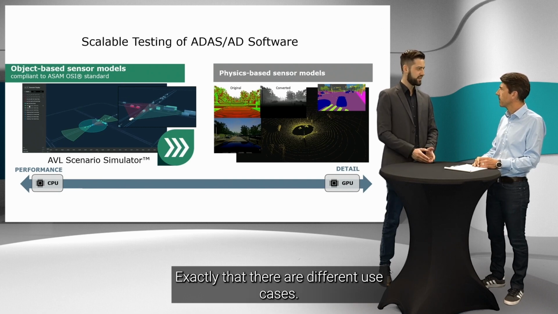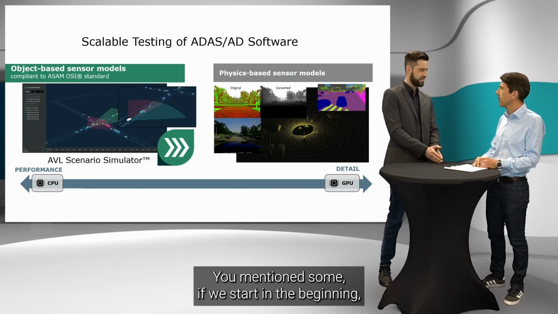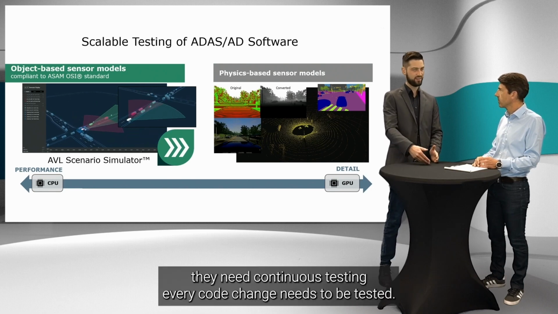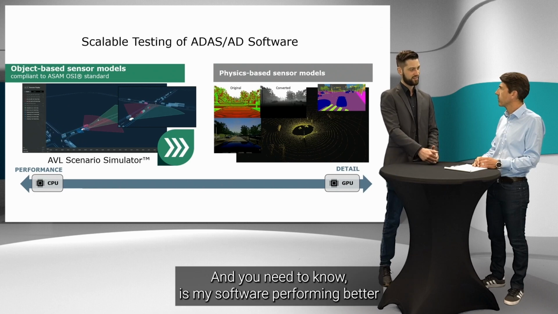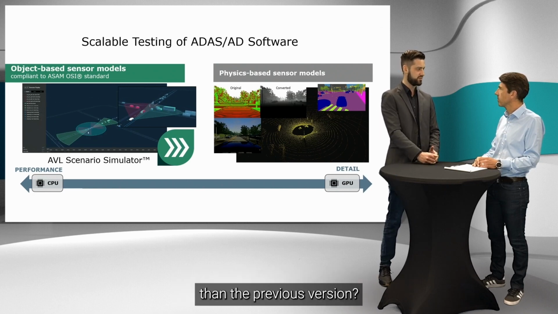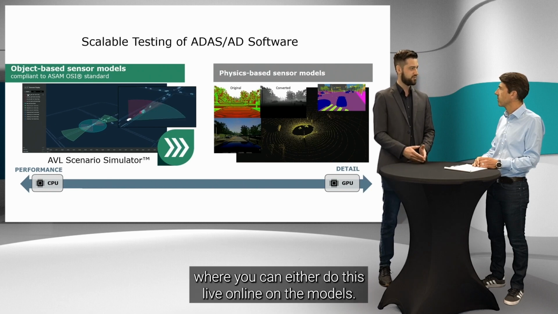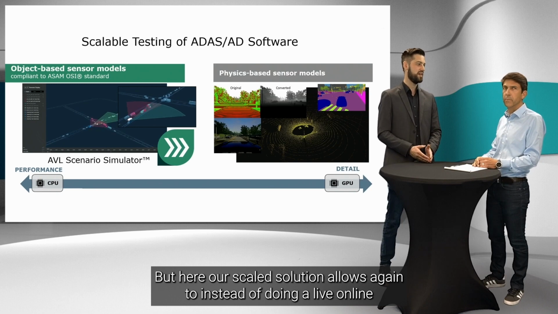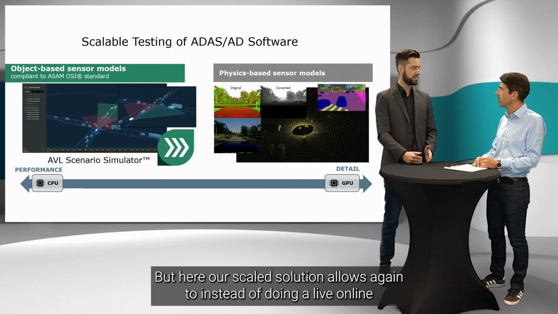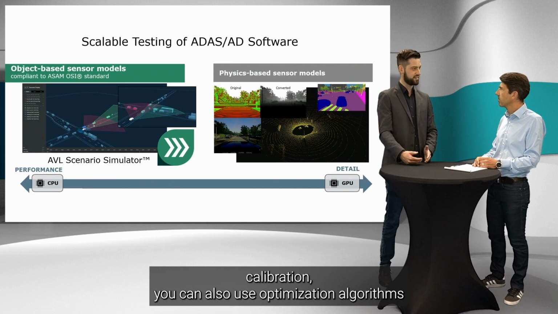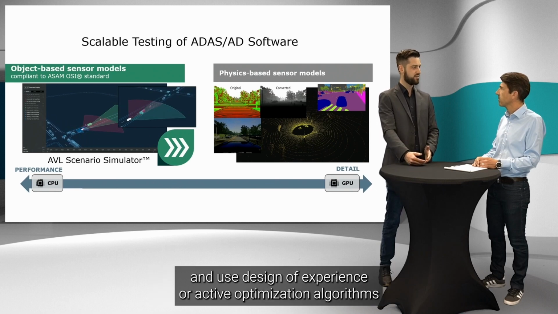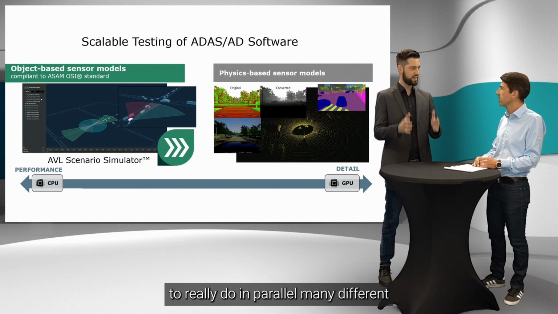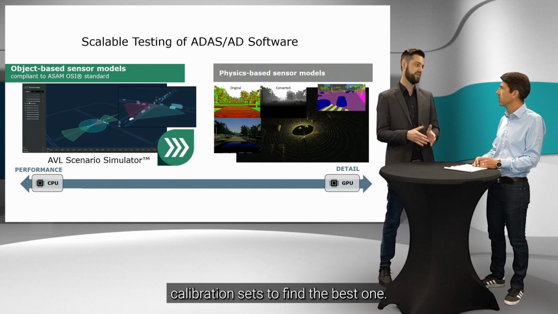Exactly. There are different use cases. You mentioned some. If we start in the beginning, the development teams need continuous testing. Every code change needs to be tested, and you need to know: is my software performing better than the previous version? Then you have the calibration, where you can either do this live online on the models, but here our scaled solution allows, instead of a live online calibration, to use optimization algorithms and design of experiments or active optimization algorithms to do, in parallel, many different calibration sets to find the best one.